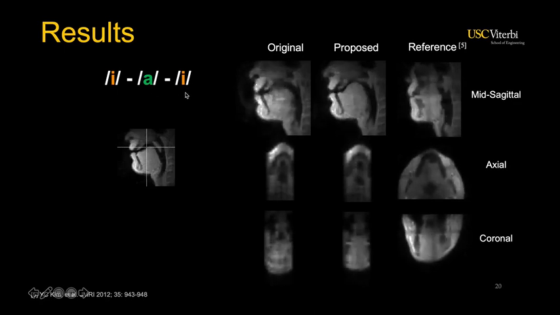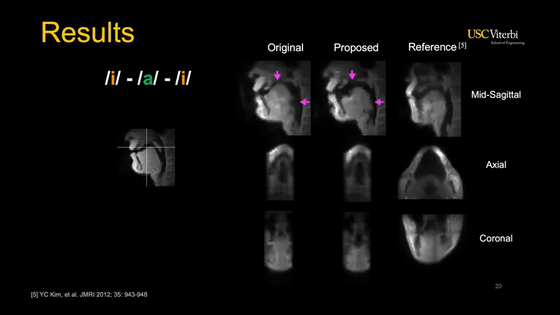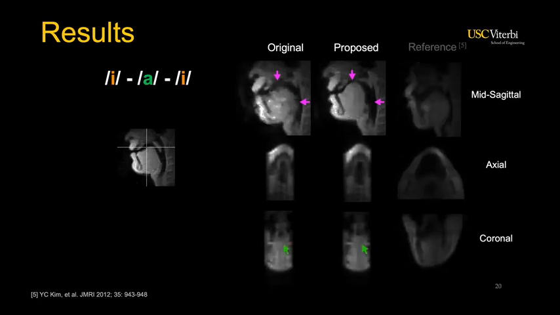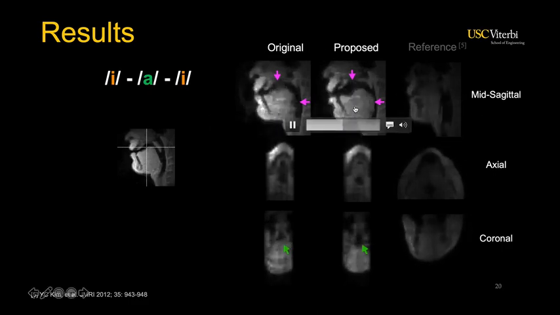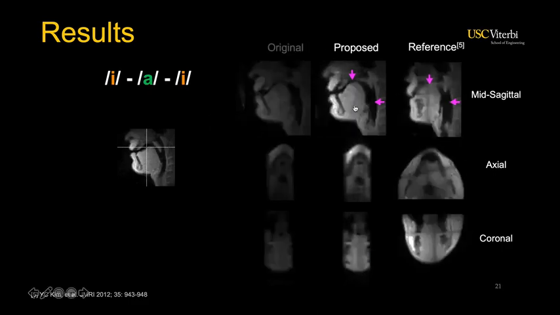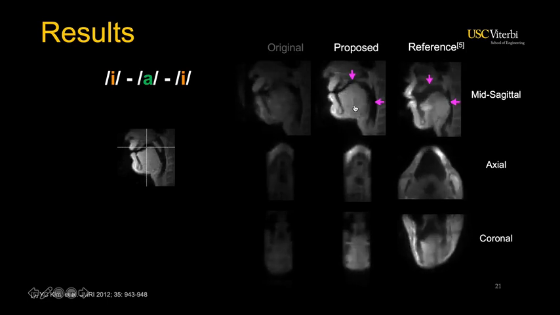It starts from the narrowest opening at the top part of the tongue body to the narrowest opening at the pharyngeal walls. Comparing the original and proposed results, the proposed method captures better motion patterns around the tongue surface boundaries. While comparing with the reference results, we believe they almost share the same information.